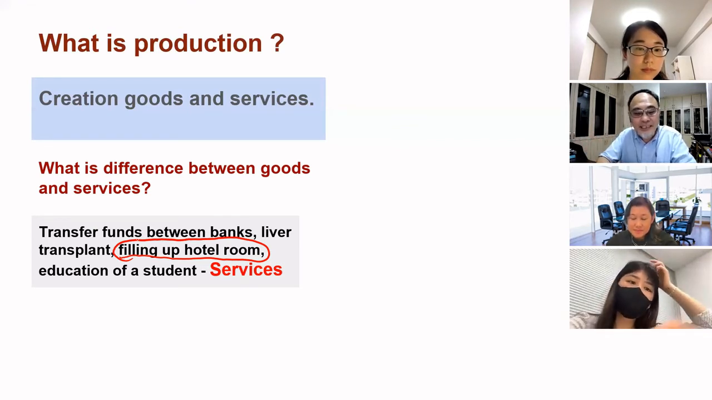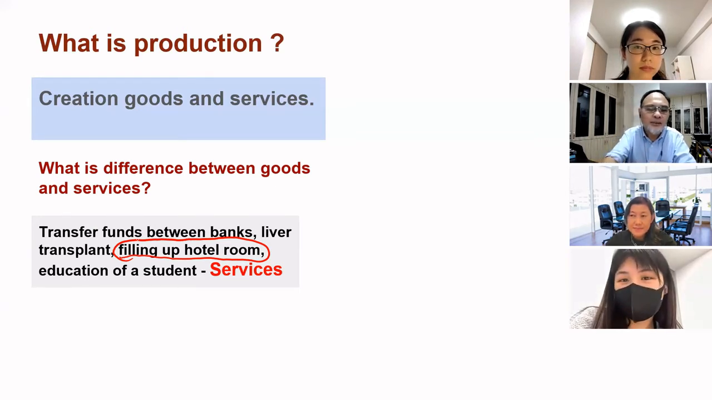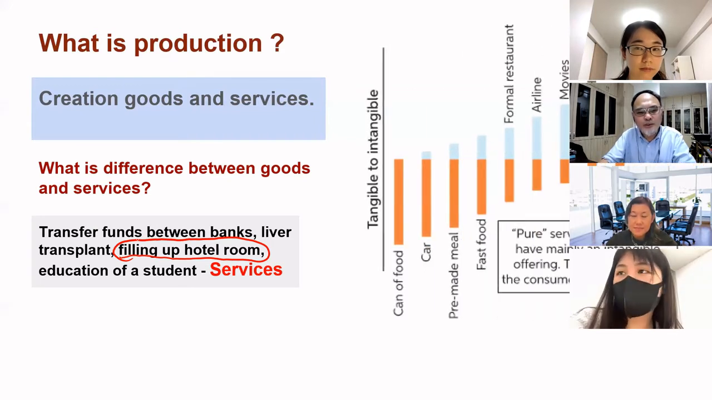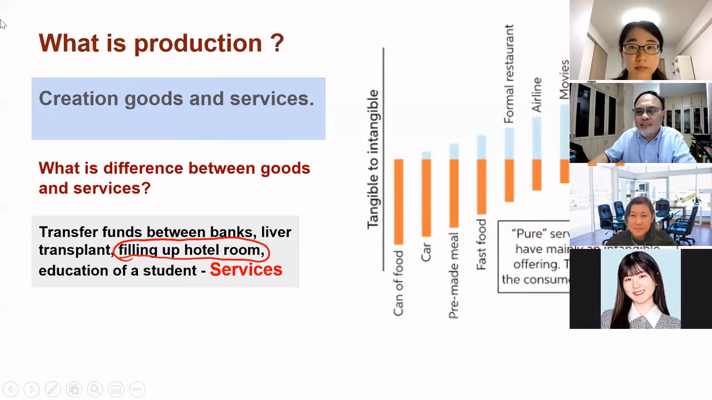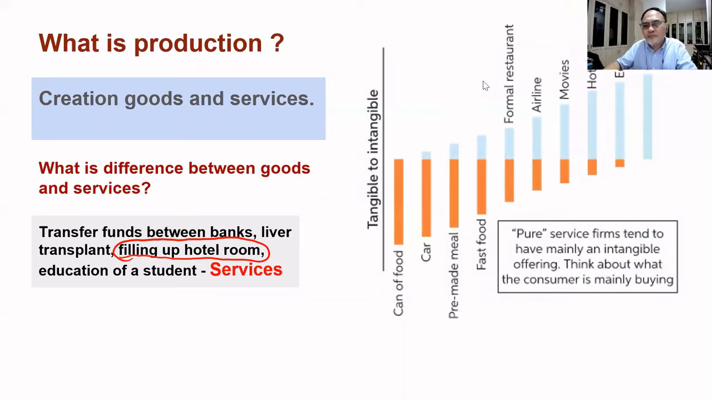For example, how do you ensure services have high quality, fast, on time? Okay, education of students. You can see the difference. But later on, we'll see another concept of this. Okay, so can you see this figure, this diagram here? Tangible or intangible.